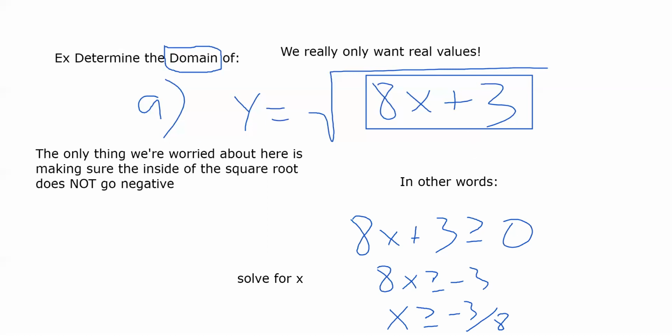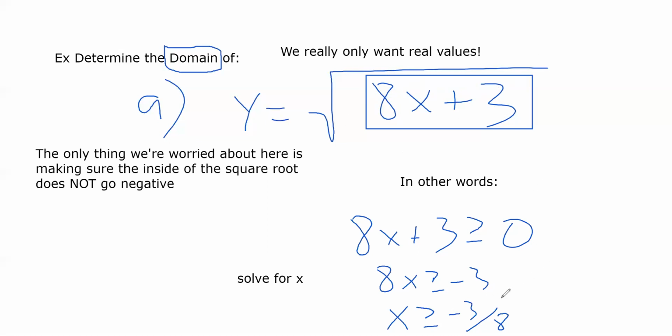Basically, if you plug negative 3/8 in here for x, you're going to get 0 inside the square root, but that's fine. I can take the square root of 0. I just can't take the square root of a negative number in this case. If you put in any x value greater than negative 3/8, that's fine as well. If you put x equals 0 in here, 8 times 0 is 0, but then you're adding 3, so you just get the square root of 3. And while that's an ugly number, it's still just a real number. If you put x equals positive 10 in here, 8 times 10 is 80 plus 3. You're going to get the square root of 83, which is fine.